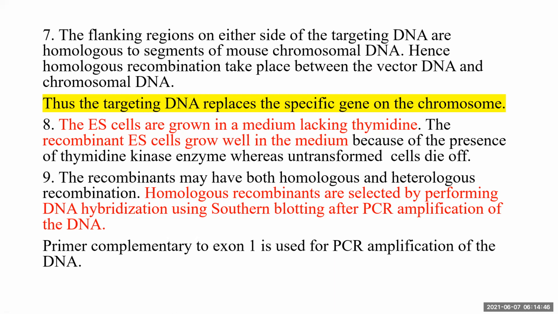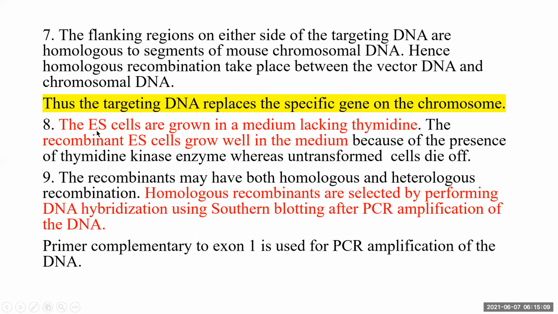Okay, how do you identify the cells which have undergone recombination? The embryonic stem cells are grown in a medium lacking thymidine. The medium does not contain thymidine. The recombinant embryonic stem cells grow well in the medium. Why? Because of the presence of thymidine kinase enzyme.